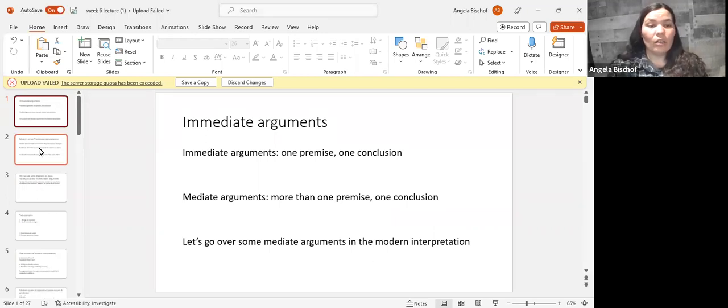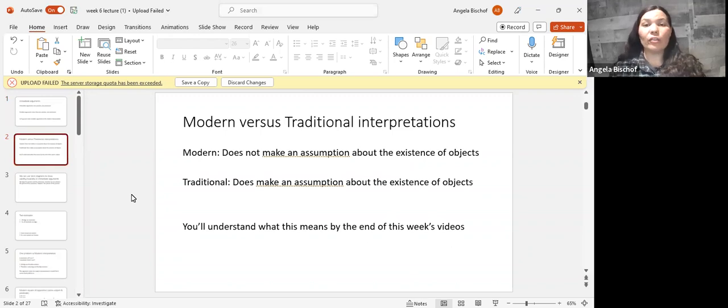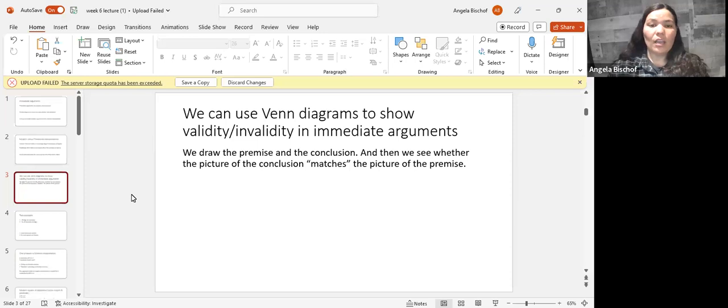So remember, when it comes to our categorical logic, we have two different interpretations, modern and traditional. Modern does not make an assumption about the existence of objects, whereas traditional does make an assumption about the existence of objects. This is a huge difference between the interpretations. And right now, you're probably like, I still don't understand what that means. You will understand what this means by the end of this week's videos. But let me do just a preliminary teaser of this.